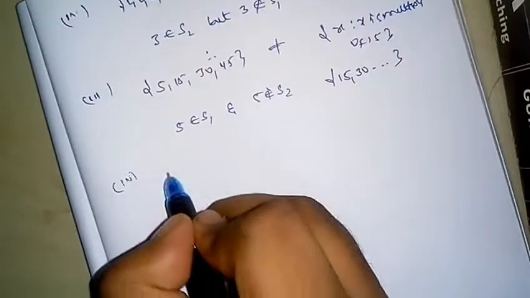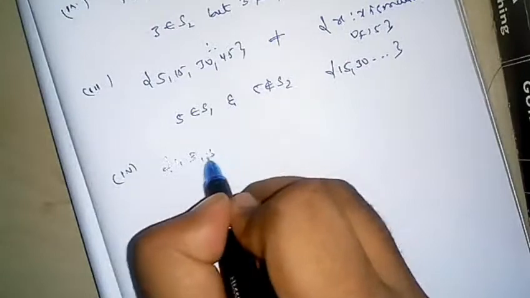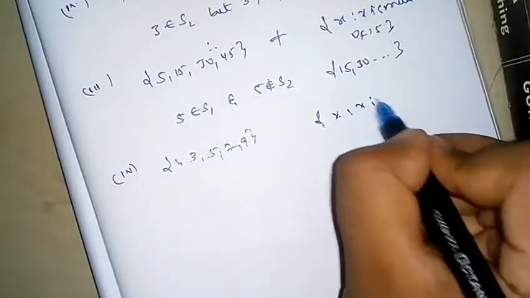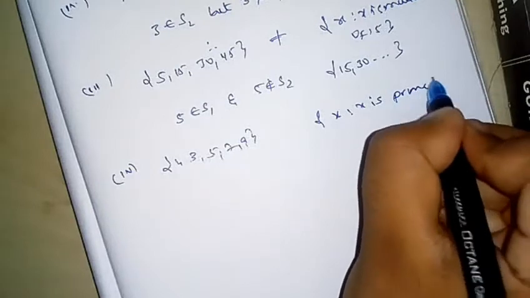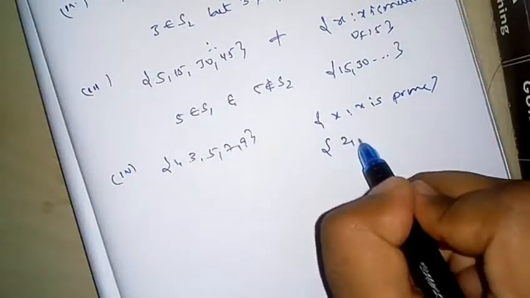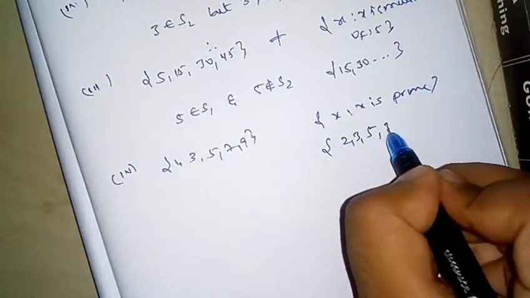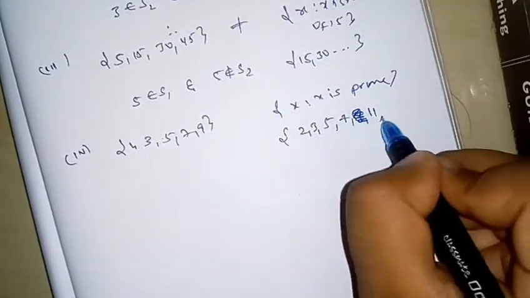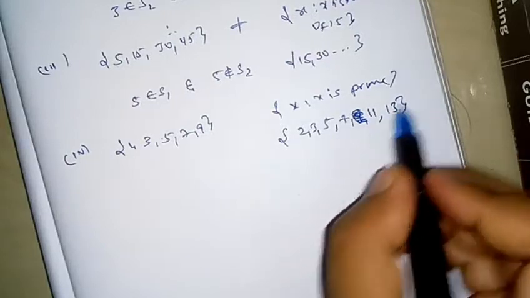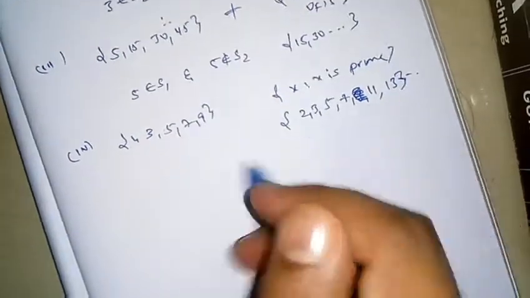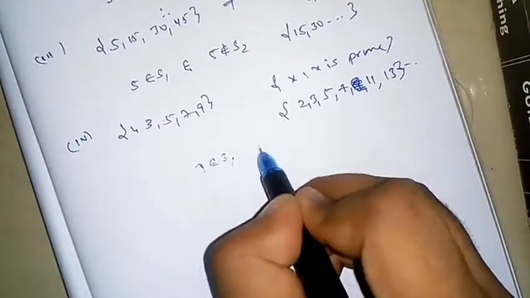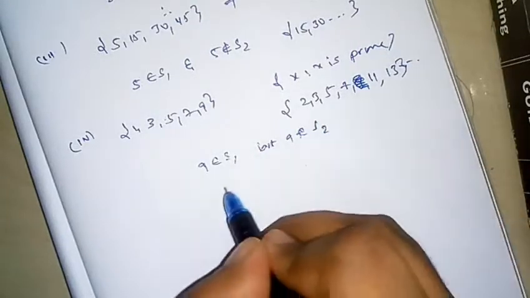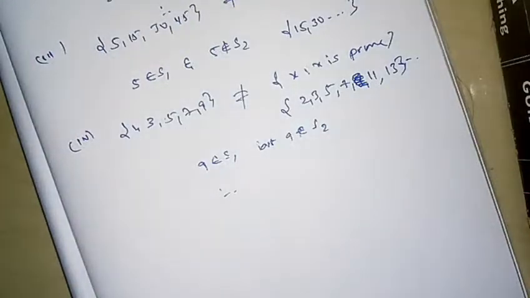Fourth one, {2, 3, 5, 7, 9} and {x such that x is prime}. Here this contains 2, 3, 5, 7, 9, 11. Sorry, 9 will not be there. 11, 13 and so on. If you observe, 9 belongs to set 1 but 9 does not belong to set 2. Therefore these two are not equal.